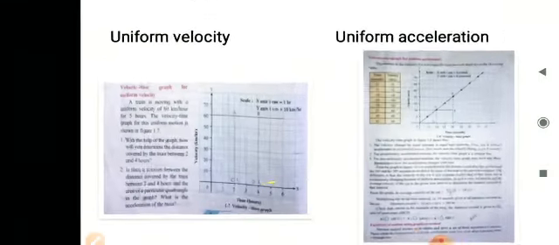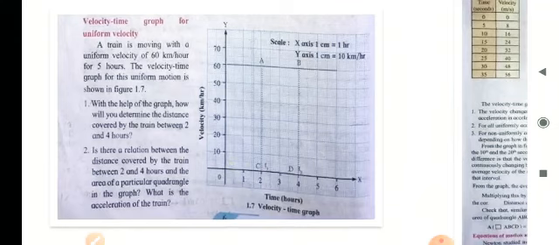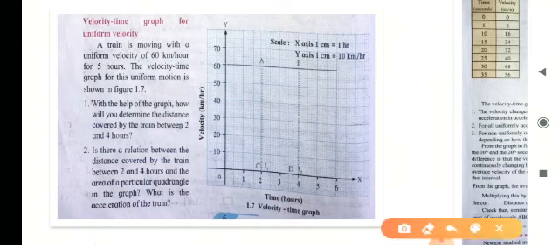velocity time graph for uniform velocity. Now a train is moving with a uniform velocity of 60 kilometers per hour for 5 hours. The velocity time graph for this uniform motion is shown in figure 1.7. So you can see in the figure there. Now, first question, with the help of the graph, how will you determine the distance covered by the train between 2 hours and 4 hours?